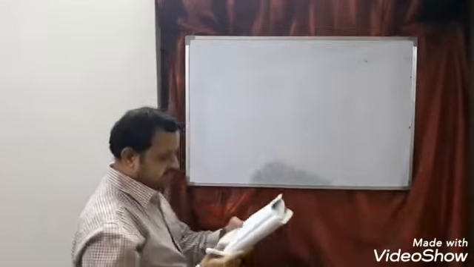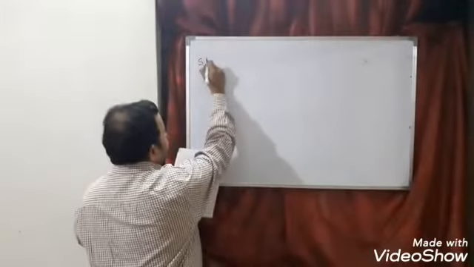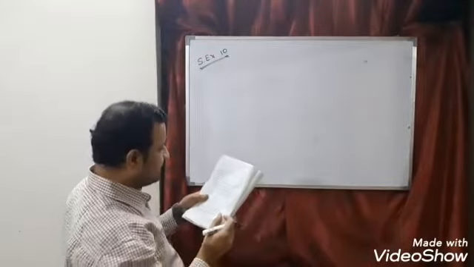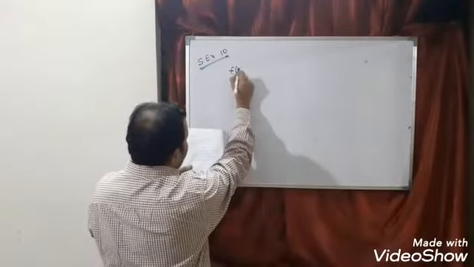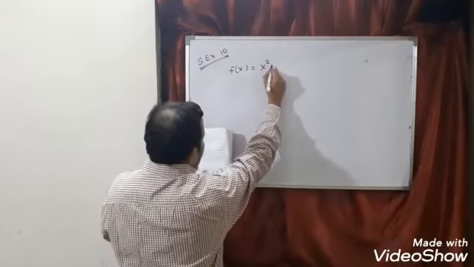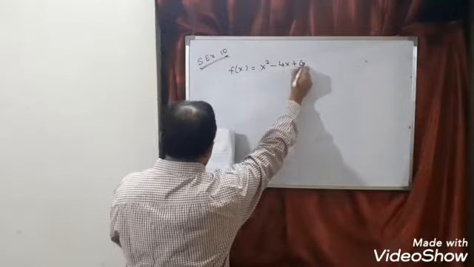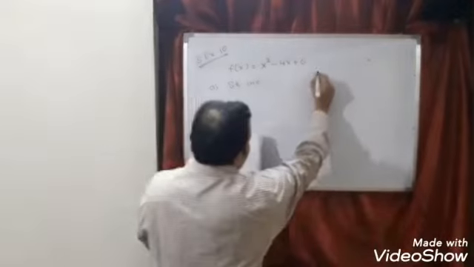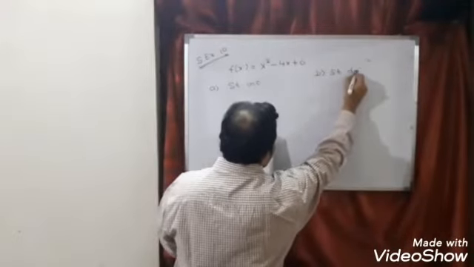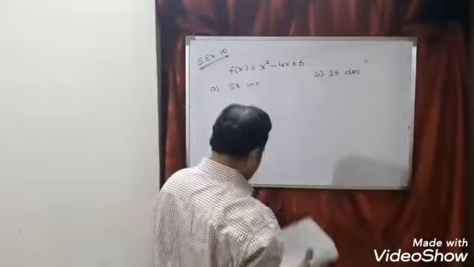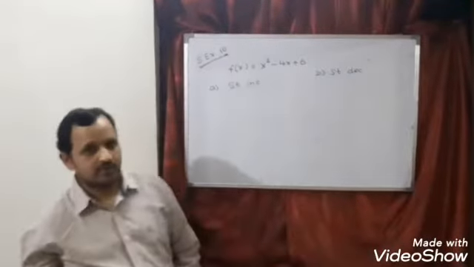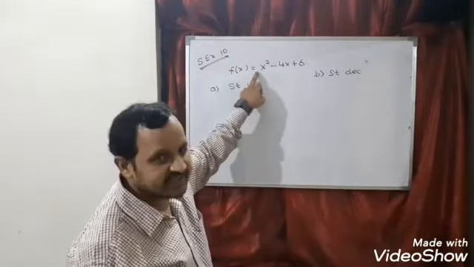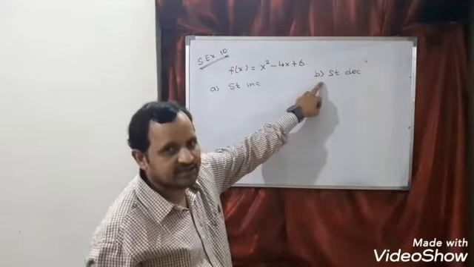So here I have taken very simple example. This is solved example 10. Question is find the interval in which the function f of x is equal to x square minus 4x plus 6 is first strictly increasing and second strictly decreasing. So what we have to do is we have to find in what interval the function is increasing and in what interval function is decreasing.